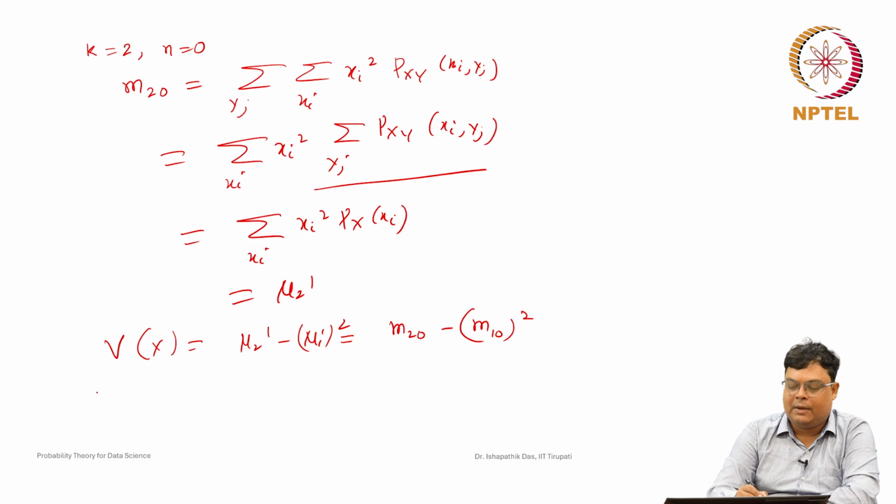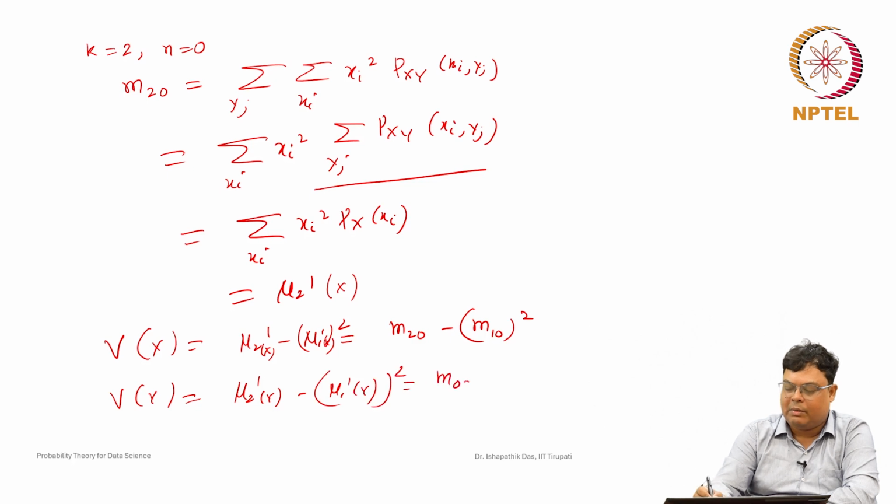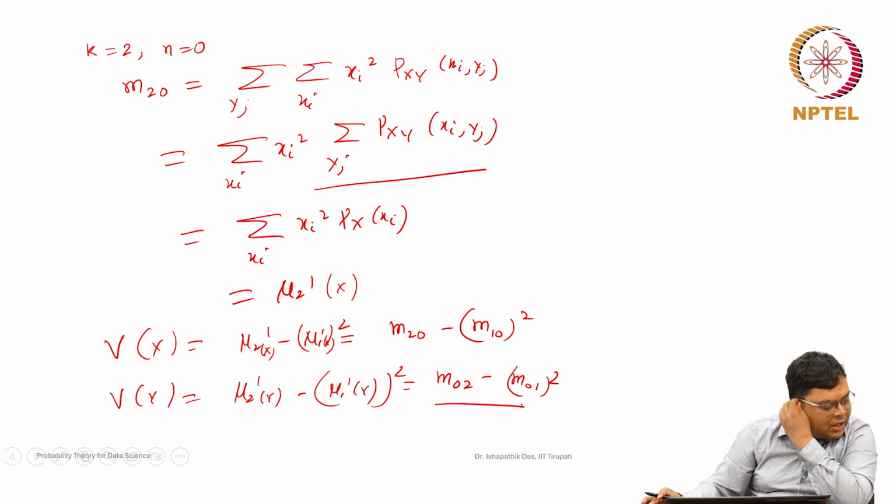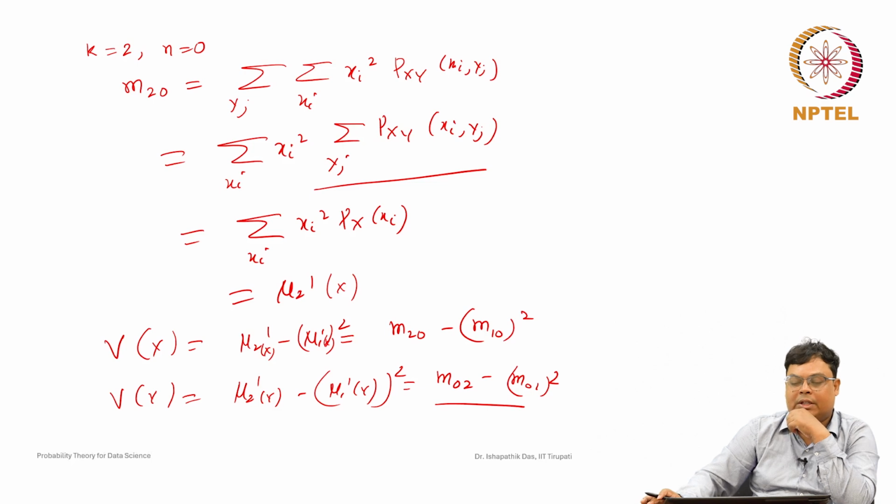Similarly, this mu 2 dash is with respect to the variable x only, and we take this notation, mu 1 dash also the same. So, mu 2 dash we can write as the expected value of x square. If we write some notation for x, suppose this is mu 1 dash of x, then the variance of y will be similarly mu 2 dash for y minus mu 1 dash for y whole square. This is nothing but m 0 2 minus m 0 1 whole square. So, we can find the mean and variances using this formula.